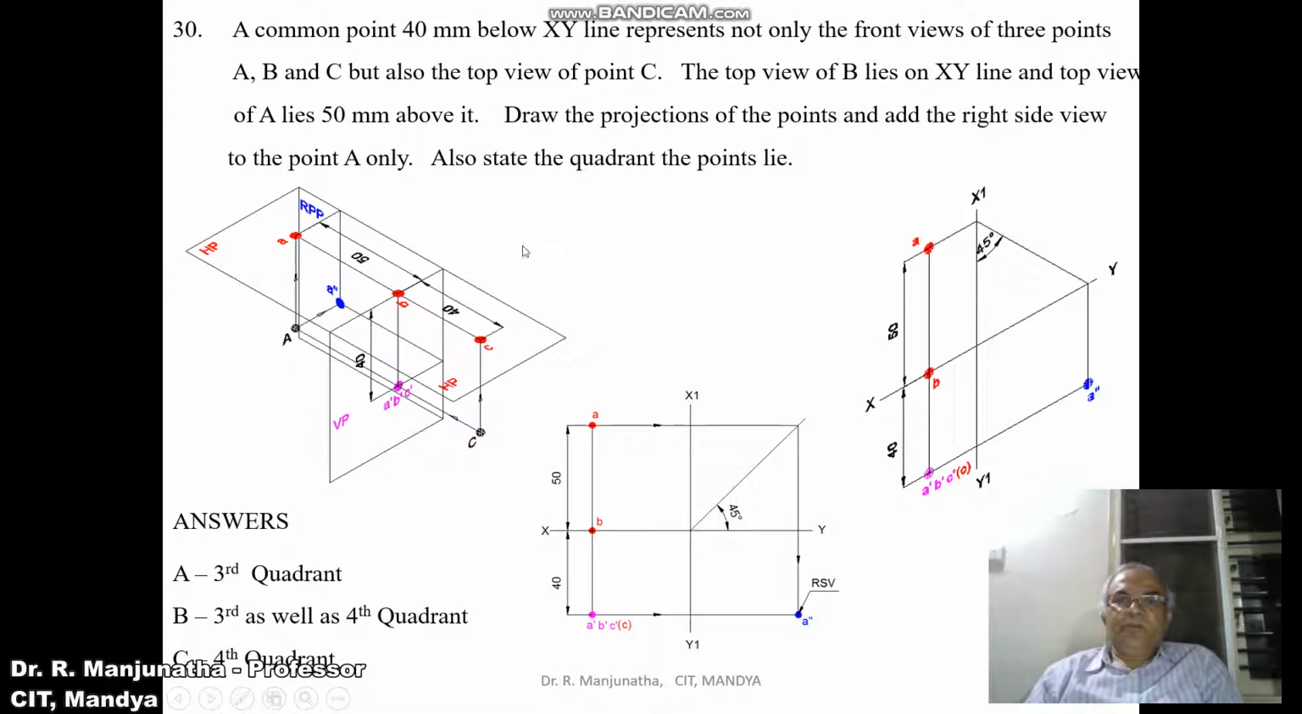Then we have to name the quadrants. The top view is above and the front view is below the XY line, so that means it will be the third quadrant. Capital A is in the third quadrant. The top view of the point B, if it is above, becomes third quadrant. If it is below, then it becomes fourth quadrant. Capital B is in third as well as fourth quadrant. And capital C lies in the fourth quadrant. So this is how we will be able to write the solution in this sketchbook.